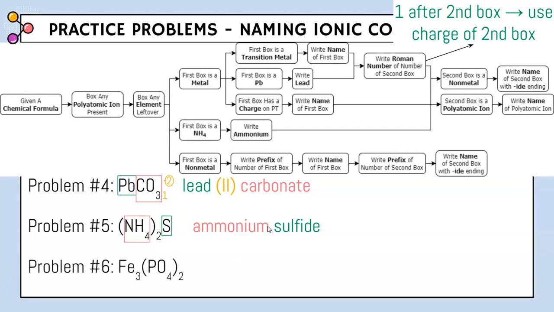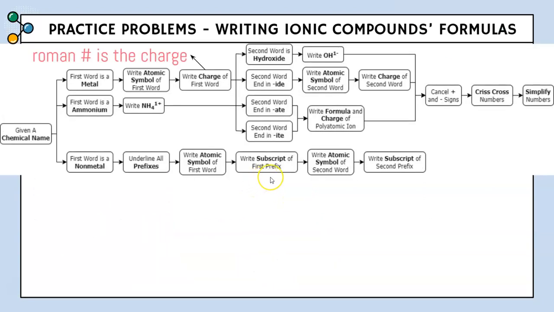So with that idea, go ahead and do problem number 6 on your own. Pause the video, and when you have your answer, press play. And the answer for number 6 is iron 2 sulfate. So now let's go ahead and do reverse. This time I'm going to be giving you your name, and we're going to be finding the formula.